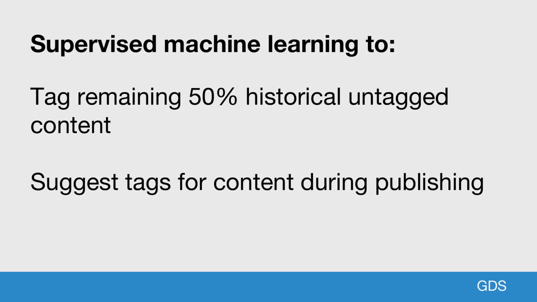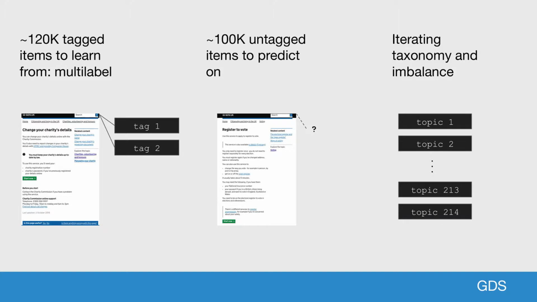And so we aimed to do that, to tag the remaining 50%, but also in the future to suggest tags to publishers while they're creating new documents or updating older ones. And this slide is really just to set out the machine learning problem for you clearly. So on the left, you can see what we did have, the labeled items, and you can see that items could have as many tags as they wanted. So we had a range up to like 400 for one content item.